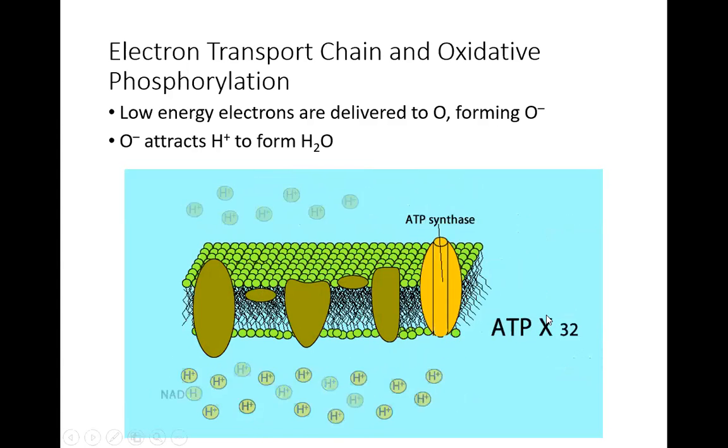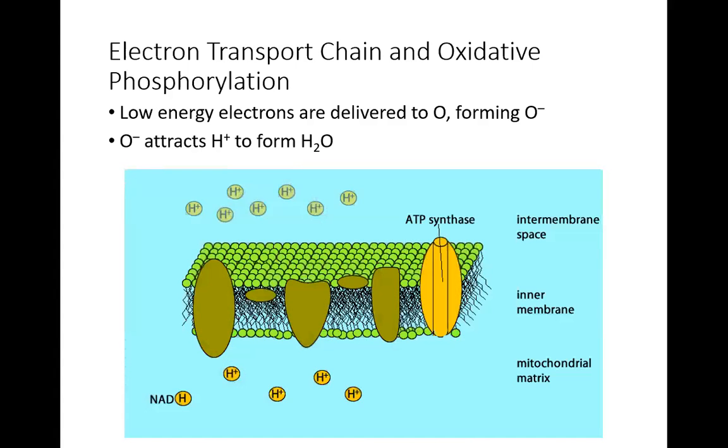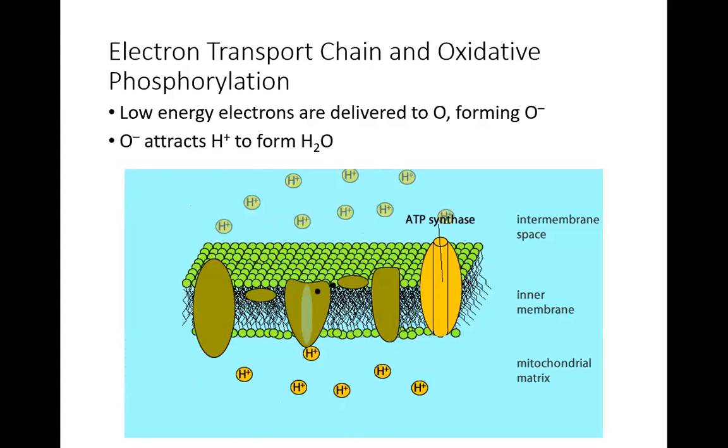And this is the process of oxidative phosphorylation. We get about 32 ATP from this. And if we combine that with the 2 we got from the Krebs cycle and the 2 that we got net from glycolysis, that gives us about 36 ATP.